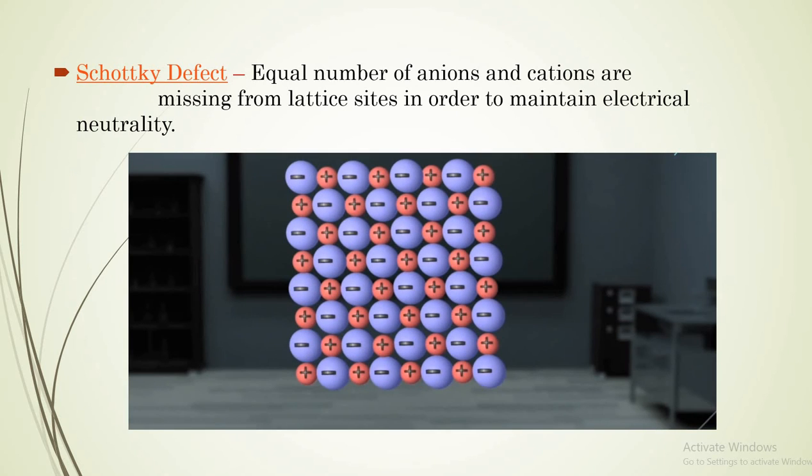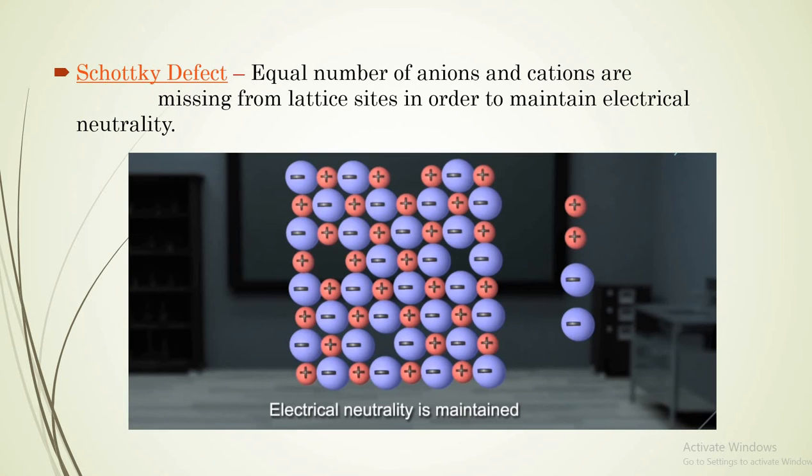Schottky defect is similar to vacancy defects. This type of defect is created when an equal number of positive ions and negative ions are missing from their lattice sites, so that electrical neutrality is maintained. Here, mass decreases while volume remains the same. Presence of a large number of Schottky defect sites lowers the density of the solid.